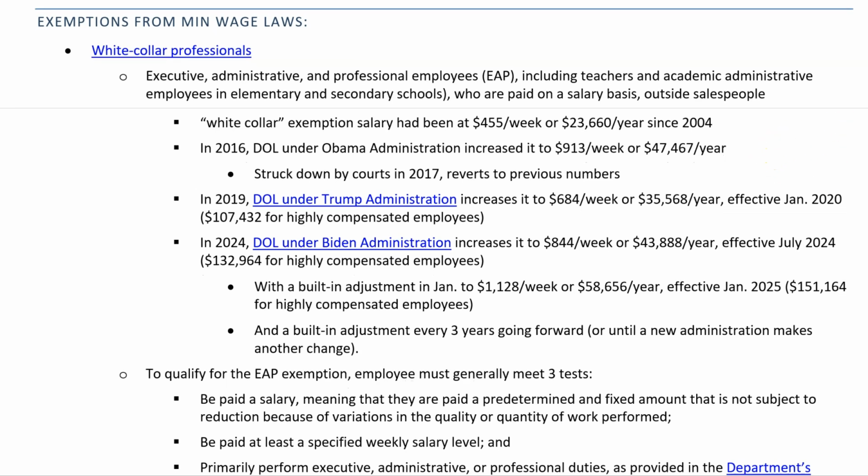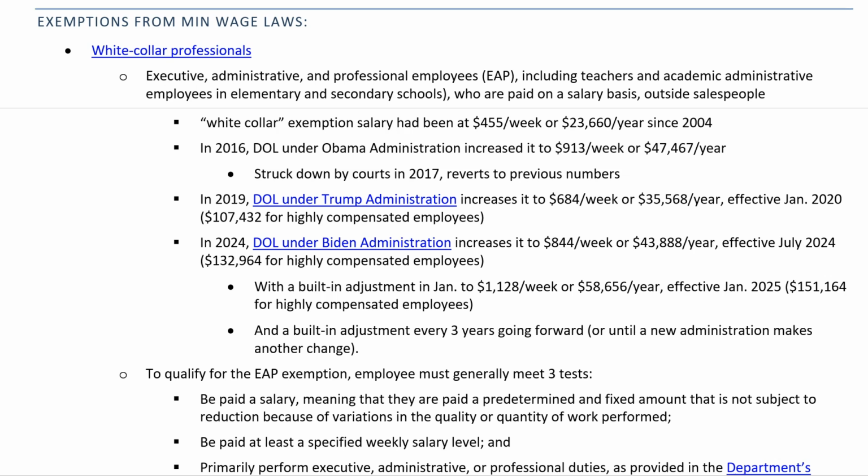Now, like I said, there are a lot of exceptions to minimum wage laws. One of the biggest exemptions is what we call white-collar professionals: executive, administrative, and professional employees, which we abbreviate to EAP. So you might hear about the EAP exception or exemption. This includes a lot of people, including teachers, academic administrative employees in elementary and secondary schools who are paid on a salary basis, and outside salespeople.